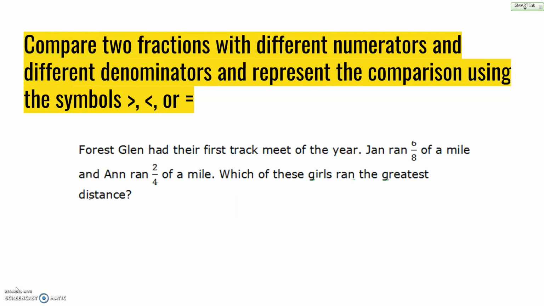Or they can also reason through it. The fact that 6/8 is greater than 1/2 because 4/8 is 1/2 and 6/8 is greater than that. And the fact that 2/4 is equivalent to 1/2. So 6/8 is greater than 1/2 of a mile and 2/4 is exactly 1/2 of a mile. So we know that Jan ran the greatest distance. So they have multiple strategies to do calculations, to reason through it.